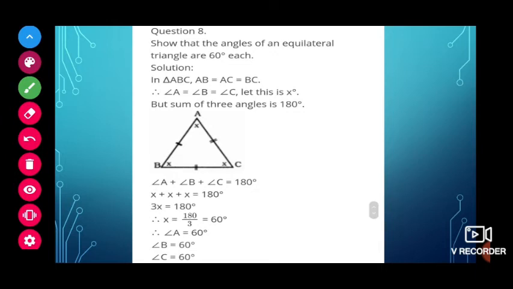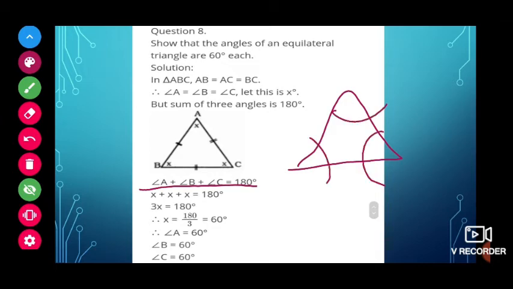That's it. Next one, show that the angles of an equilateral triangle are 60 degrees. We have to show that each angle of the triangle is 60 degrees. It's very easy, children. Why? Because as we know already, the sum of angles will be 180 degrees. And in an equilateral triangle, all angles will be the same. Isn't it? That's why we also call an equilateral triangle an equiangular triangle. So all the angles are equal, let's take them as x, x, x.